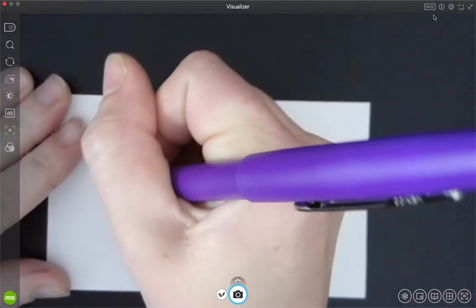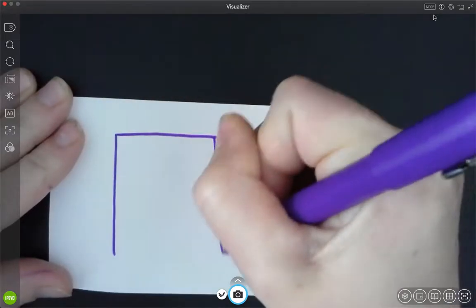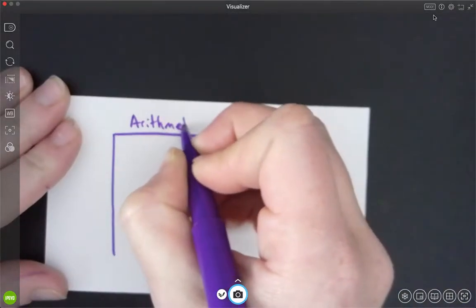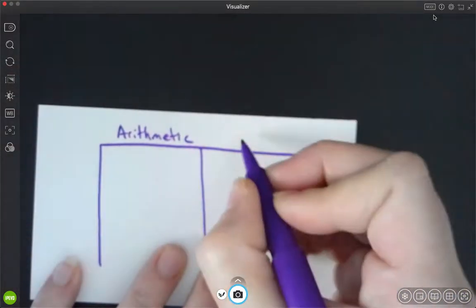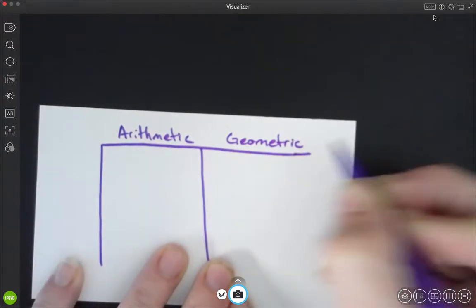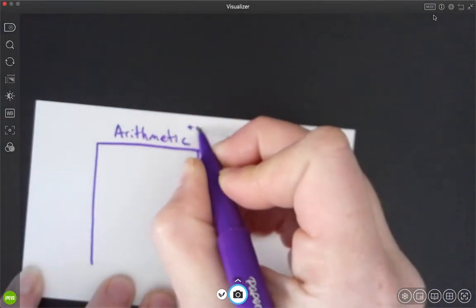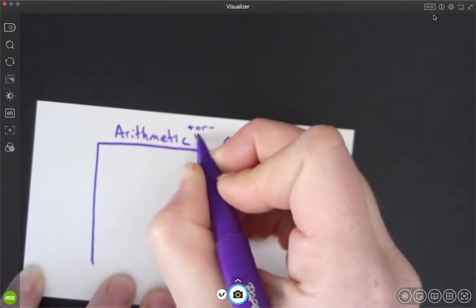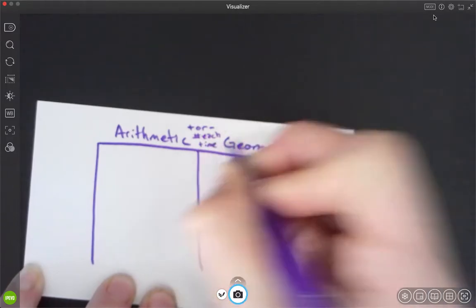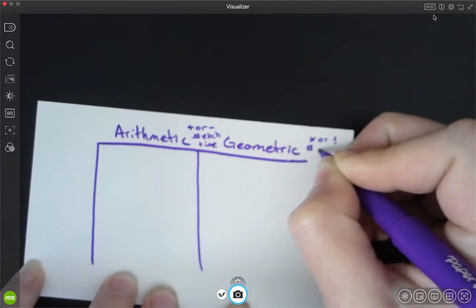When we start studying sequences, there are two different types of sequences. There are arithmetic, sometimes I call it algebraic, or geometric. Arithmetic is when you're adding or subtracting a number each time. And geometric is when you are multiplying or dividing by a number each time.